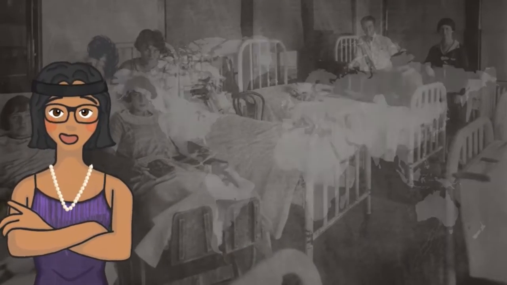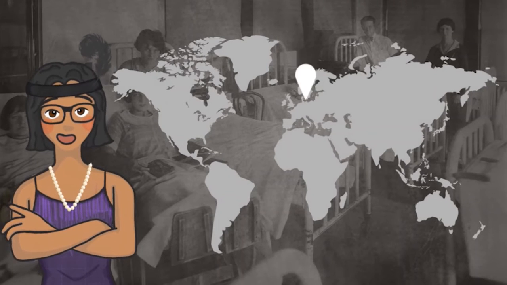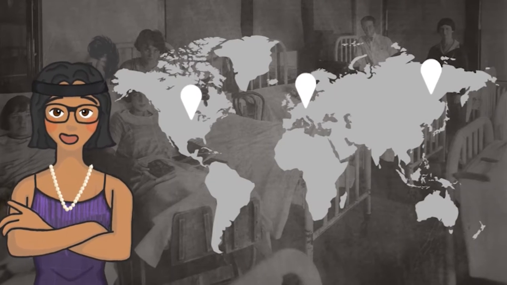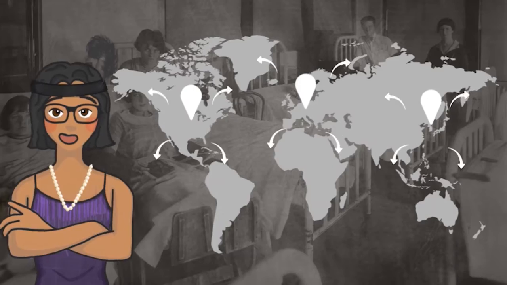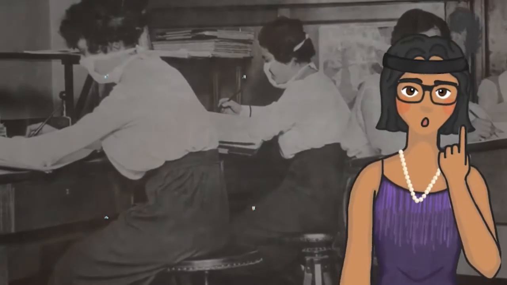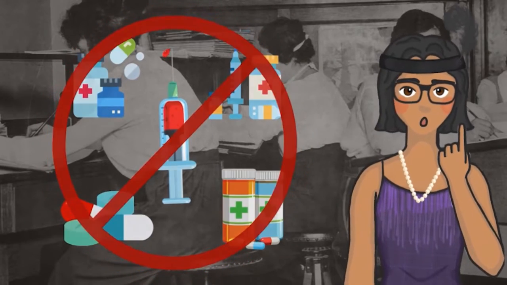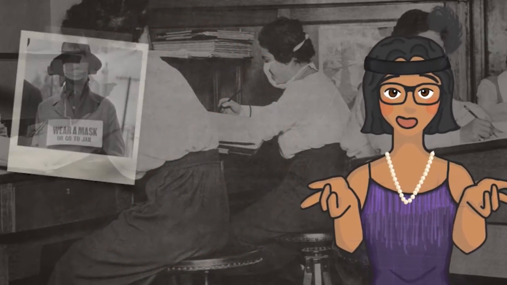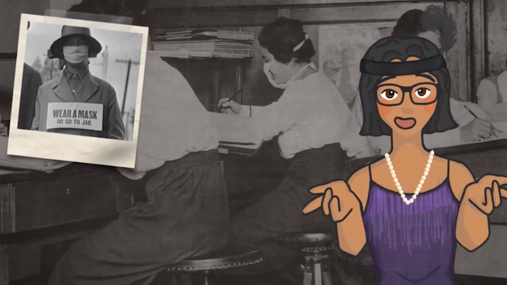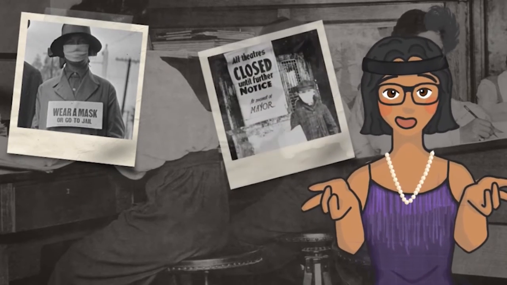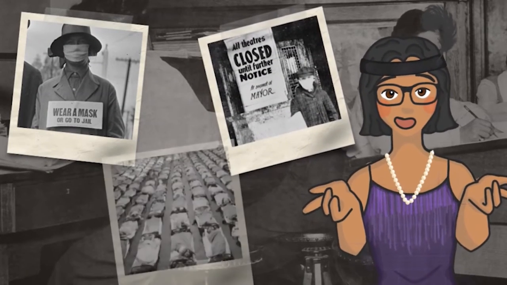The 1918 flu was first observed in Europe, the US, and parts of Asia, before swiftly spreading around the world. At the time, there were no effective drugs or vaccines to treat this killer flu strain. So citizens were ordered to wear masks, schools, theaters, and businesses were shuttered, and bodies piled up in makeshift morgues.